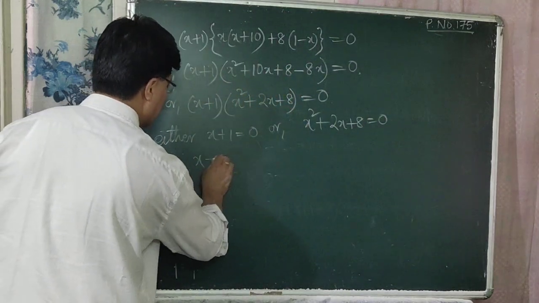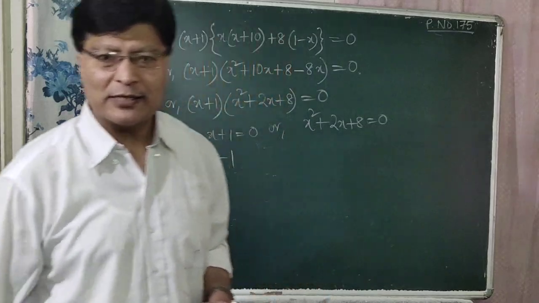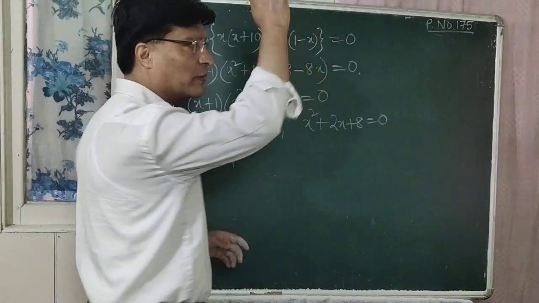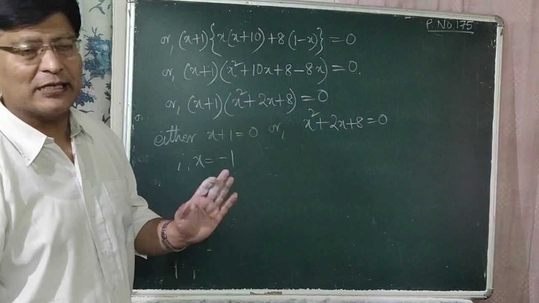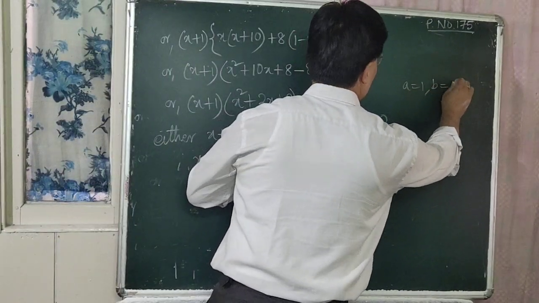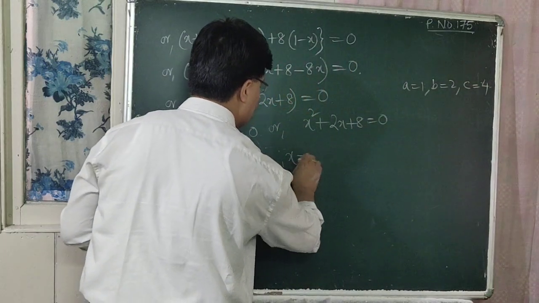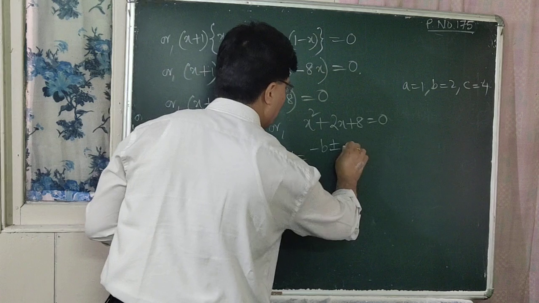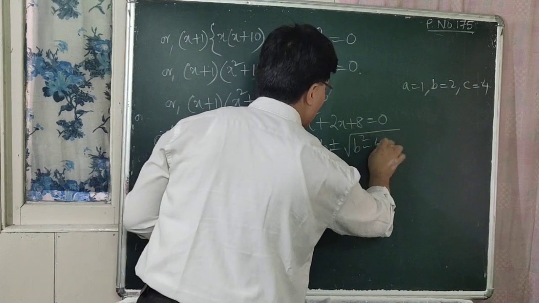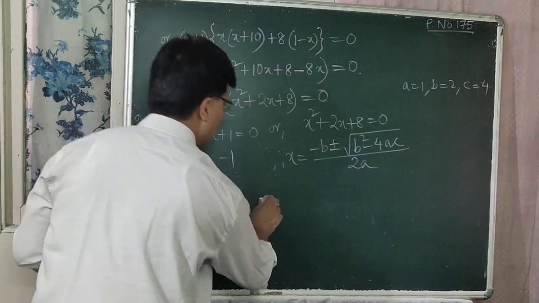Here the x value is minus 1. Now this cannot be factorized. You know the Sridhar RHS formula. Compare this with ax square plus bx plus c is equal to 0, where a is equal to 1, b is equal to 2 and c is equal to 4. Let us use the Sridhar RHS formula. x is equal to minus b plus minus root over b square minus 4ac, this whole divided by twice a.